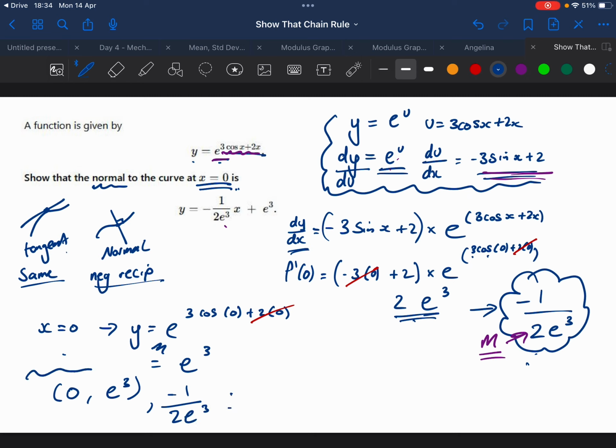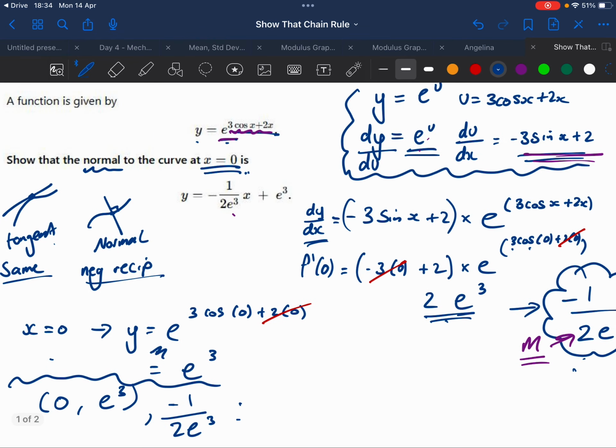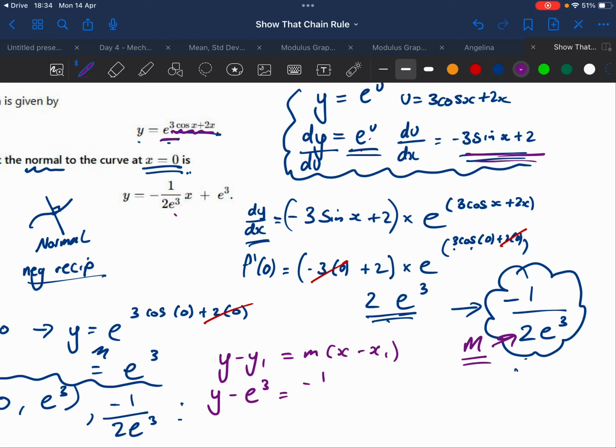So I'm going to use this information now. There's lots of ways you could do this. I'm going to use the y minus y1 sort of approach. So y minus y1 equals m, x minus x1. And then I'm going to substitute in some values. So let's do y minus e cubed equals the gradient we had from before, which is -1 over 2e cubed, x minus 0. And it's not much of a leap from there to y equals -1 over 2e cubed, x, that's just expanding out, plus e cubed.